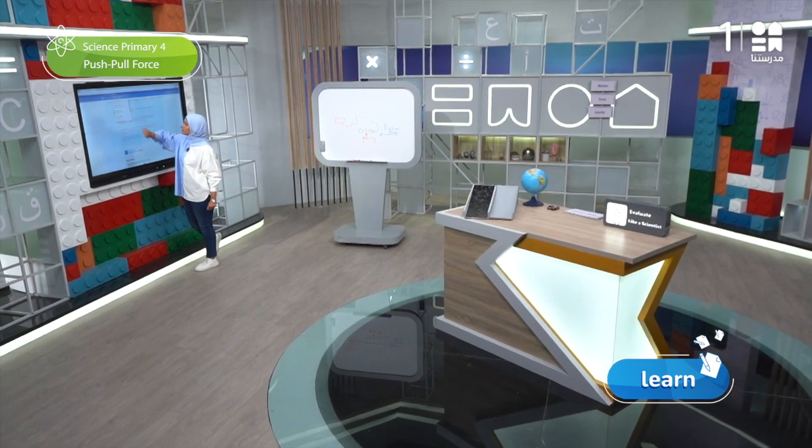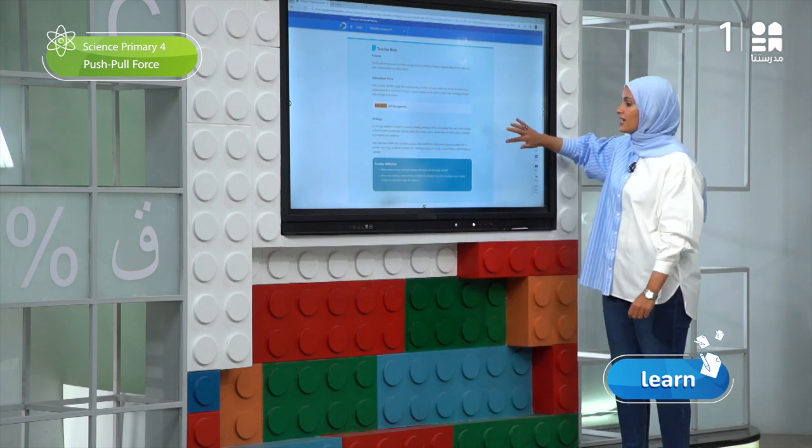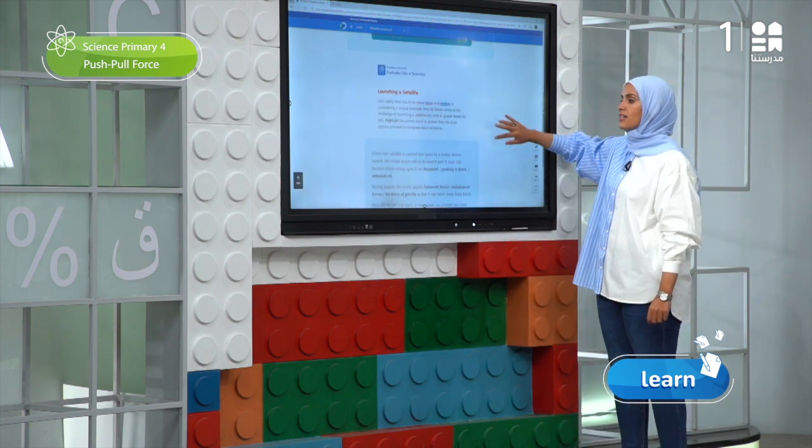Now we are in activity 9. Launching a satellite.